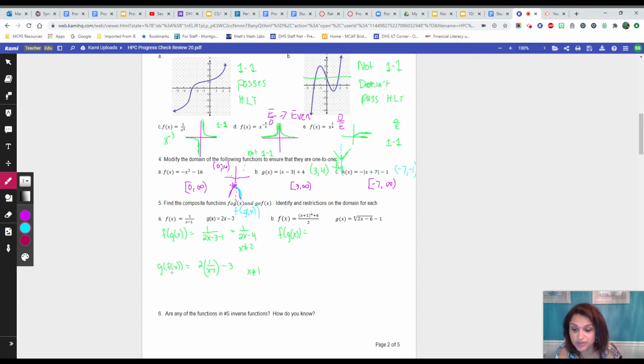All right, so this one, I'm going to plug f of x into this function. Now remember, the original function f of x is going in, so this has to be defined to be able to put into this.